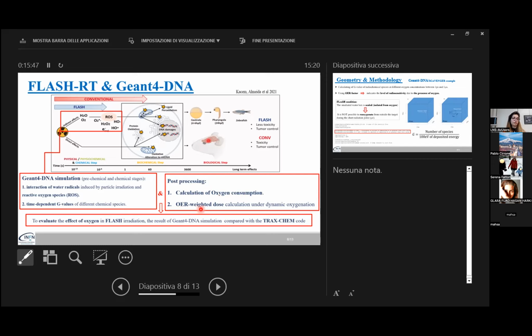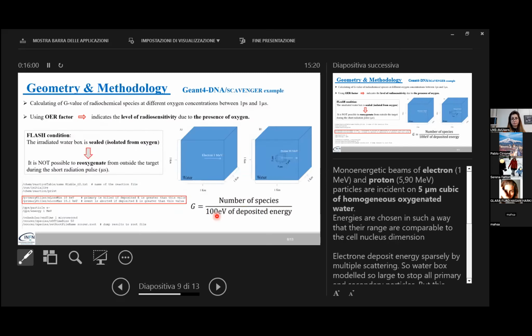And to evaluate our results, we compared our results with the TRACKS-CAM, which was done by Boscolo et al.